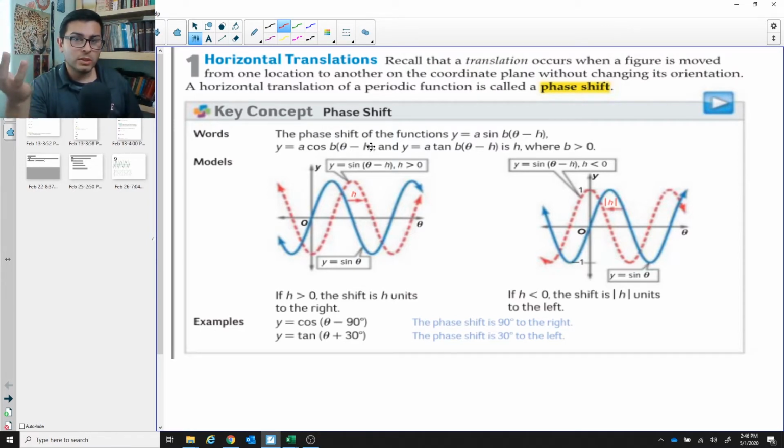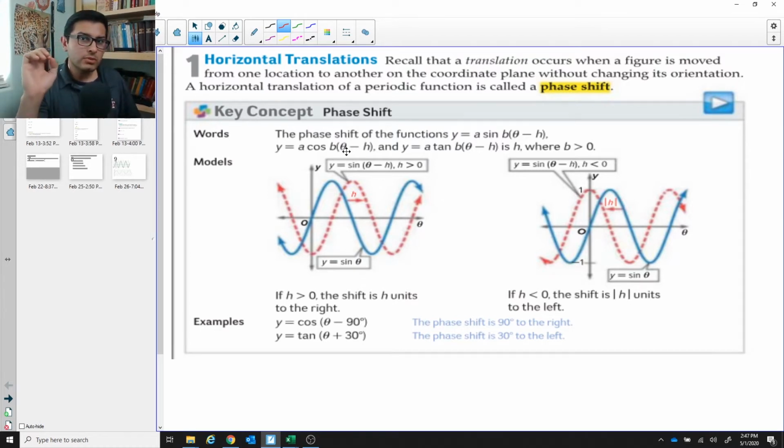How do we know what this h value is? The h is subtracting directly with the theta. The b and the h are both inside of this cosine function. However, the h is doing its thing more directly to the theta than the b is. Notice it's on the outside of these parentheses.